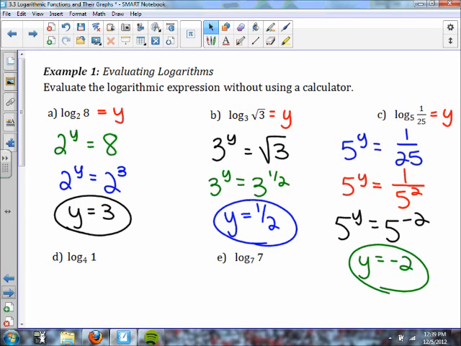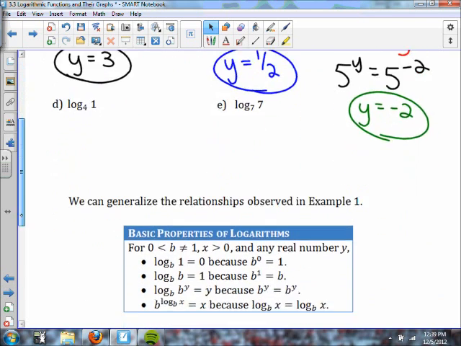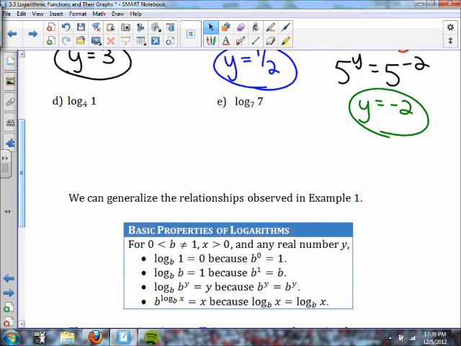All right. Questions so far on A, B, and C? All right. Let's do D and E. Should be nice and easy for you.